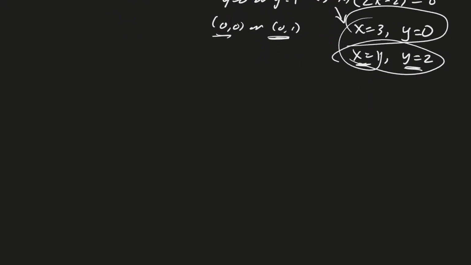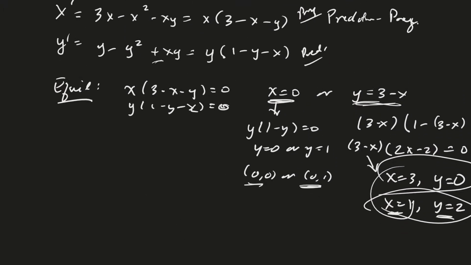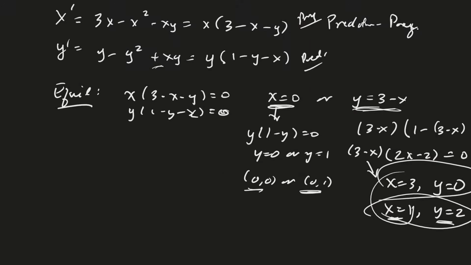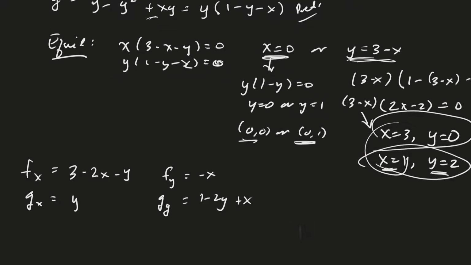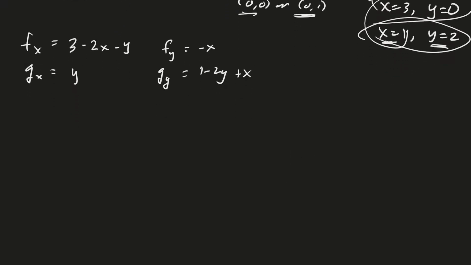So to linearize the system, we need the Jacobian matrix. And so maybe I'll take a look at these while we're here. So the f sub x is going to be 3 minus 2x minus y. F sub y will be minus x. G sub x will be y. And g sub y will be 1 minus 2y plus x. Good. And now we're going to plug things in to our 4 equilibrium solutions and see what we get.